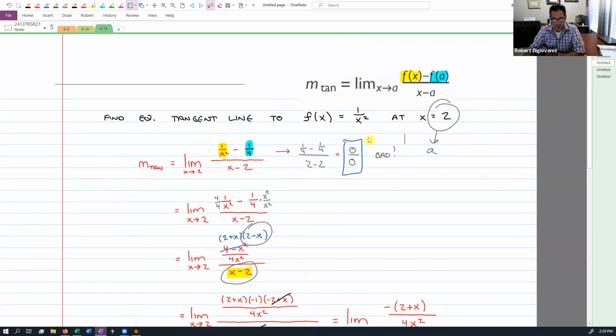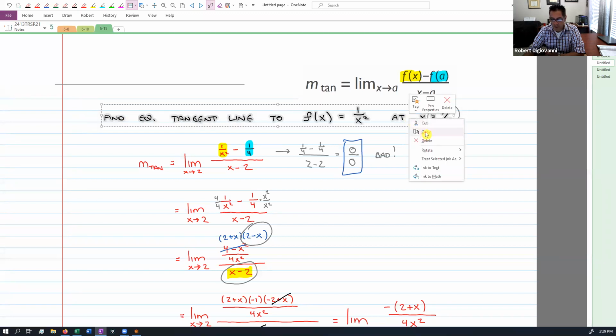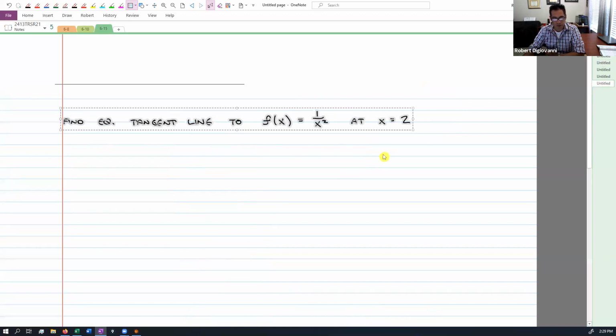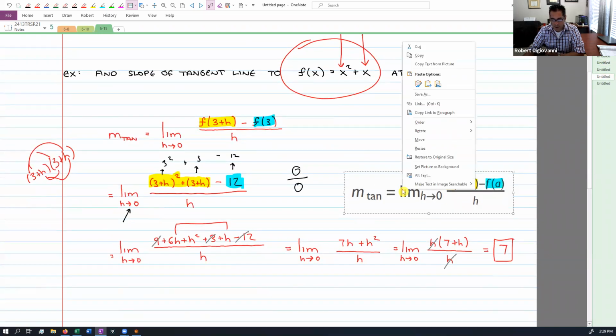Okay, how about this one? Let's try this one with this new formula. How are we doing on time? Got about 10 minutes? Okay, I'm going to move quickly through this. So I'm going to be using this formula.